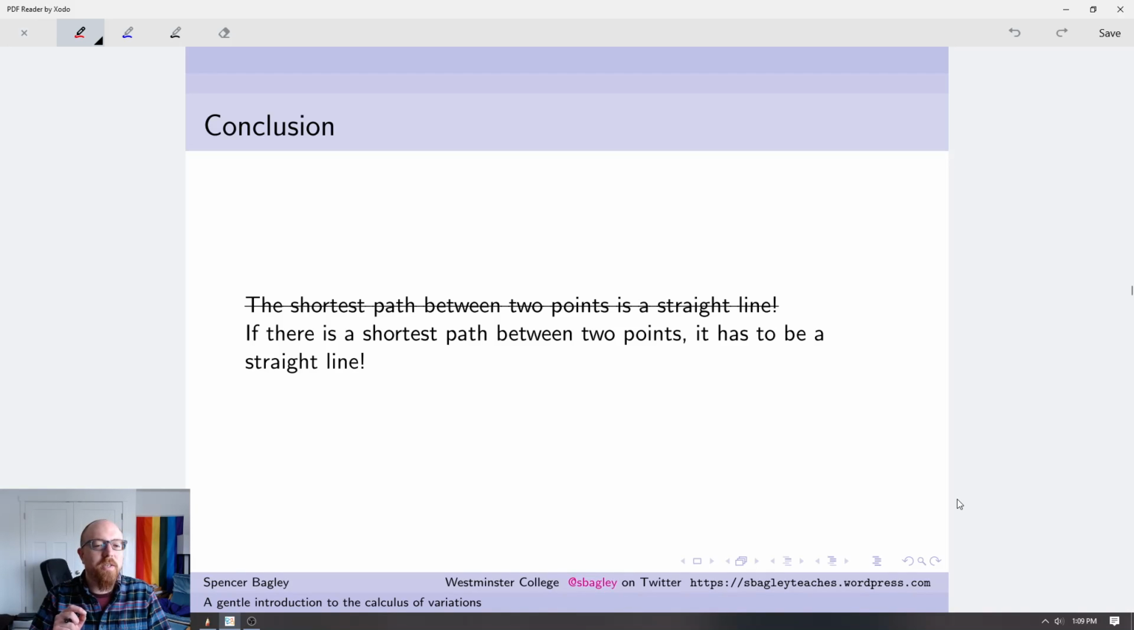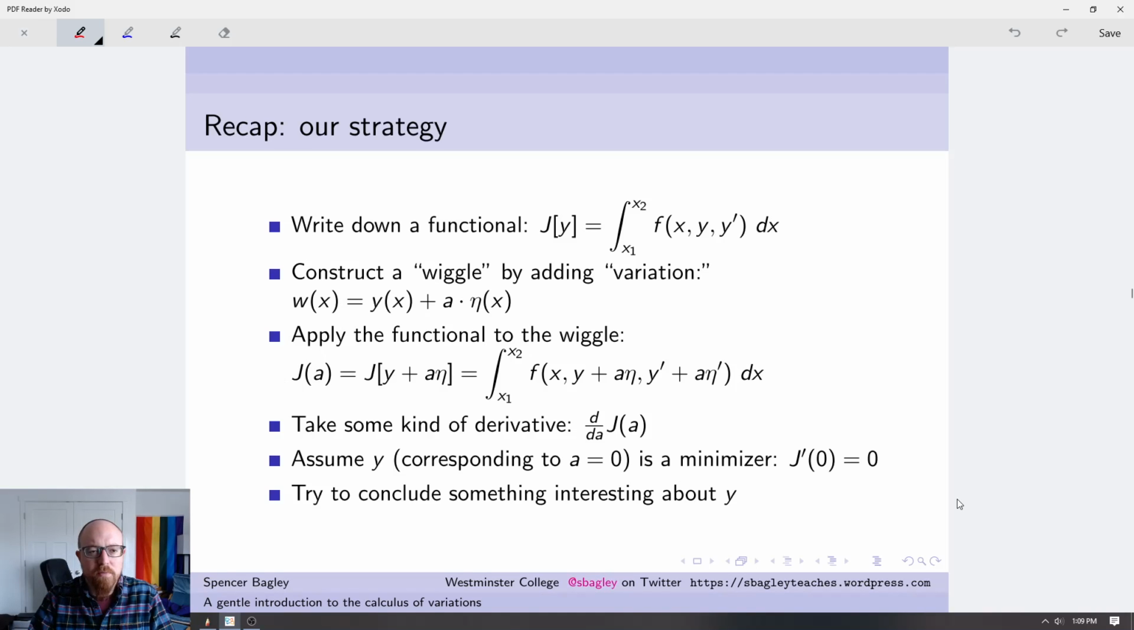I am not going to get into the subtleties here of this sort of necessary versus sufficient distinction, because there's a lot more complicated math that you have to do if you're going to deal with that. I think we're going to content ourselves with knowing something about the solution if it exists for the purposes of this 45-minute talk. All right, so let's sort of summarize the strategy that we engaged in here.